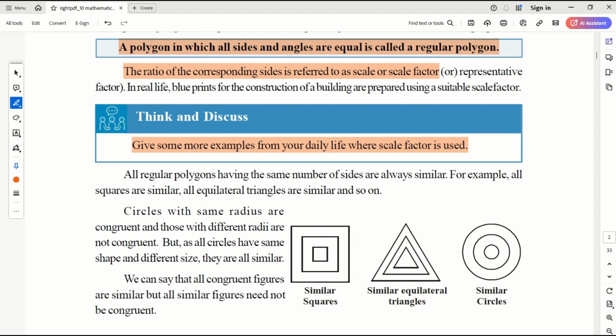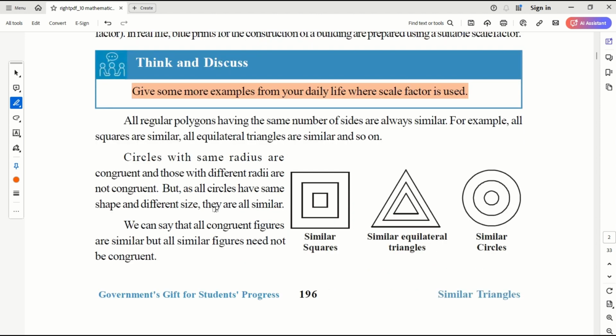Of course, if you see any real map today, whether it is a printed map or Google Maps or any mobile phone maps, they are basically similar. They are just a diminished version of the actual map, the actual city. Correct? So that is one example.